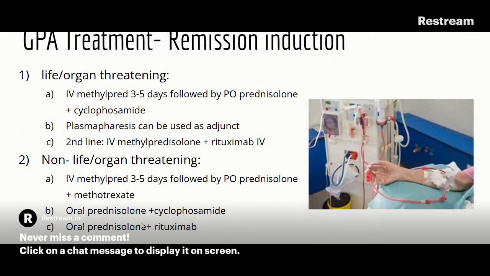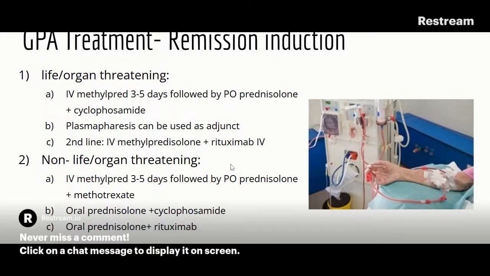Treatment-wise, is going to be a couple of things. If this is life or organ threatening, this is going to be an admission. This is going to be IV methylprednisolone 3 to 5 days, followed by a mixture of cyclophosphamide and oral pred. If there's signs of kidney failure or organ dysfunction, so kidney failure, lung failure, you can use plasmapheresis. And second line, for life or organ threatening GPA treatment, this is all for inducing remission, is IV methylpred and rituximab IV.